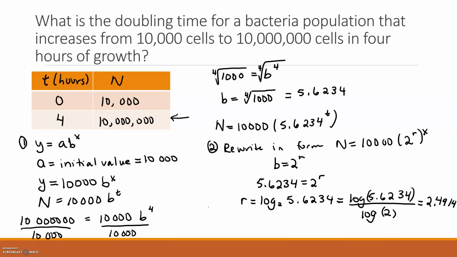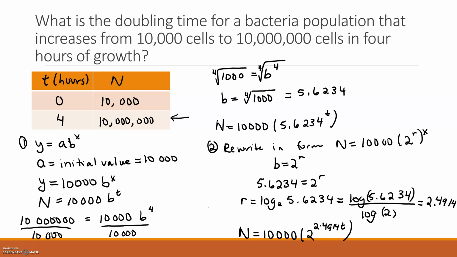So we calculate the value of r as being 2.4914, and we can write the equation for the number of cells as n is equal to 10,000 times 2 to the power of 2.4914 t. And now you want to think critically if this seems reasonable and equal to the original expression that we had for n, because we're not wanting to change the appearance or the value of the original equation.